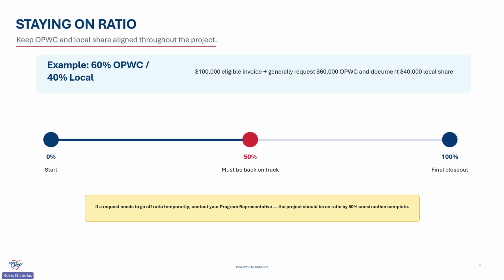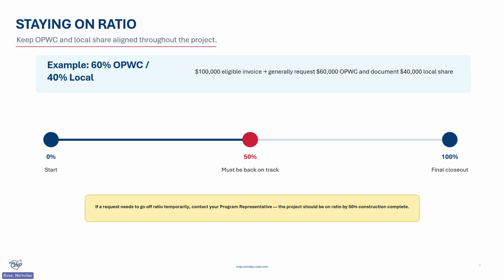We want projects to stay on ratio as much as possible throughout the life of the project, but we do understand that projects encounter changes that don't always produce perfectly timed disbursements. If there's a practical reason to go off ratio temporarily, just be sure to communicate with your program rep. We can be flexible in this, but there should always be a plan to bring it back into alignment. We don't want to get into a situation where we're off by the time the project ends.